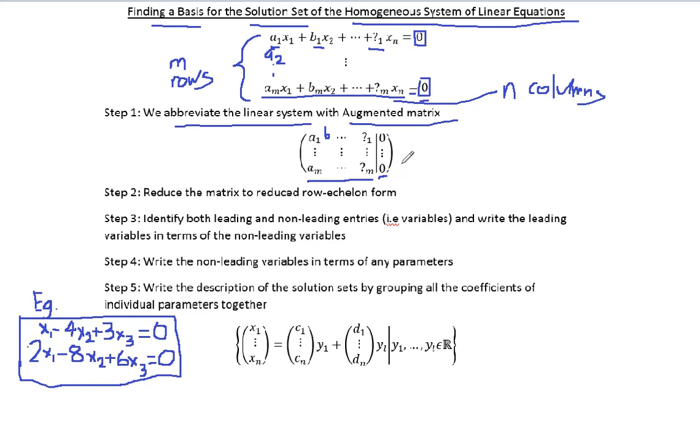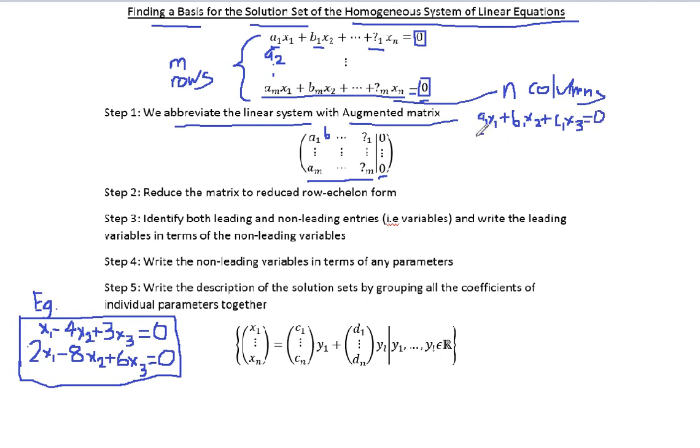So let's say, for example, I have a1 x1 plus b1 x2 plus c1 x3 equals 0.